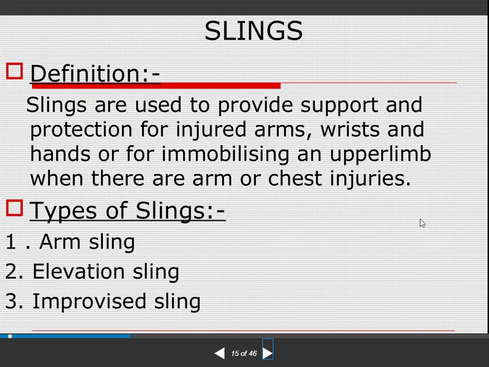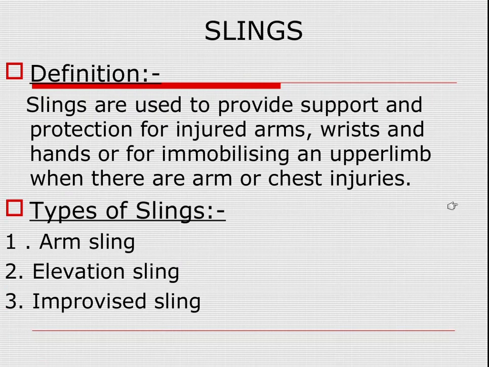Next is the sling. Up till now, is that clear to everyone or not? Just we will revise. First, we have seen the definition of the bandages. Second, the purposes of the bandages. Next, the principles of bandages. That is most important. After that, the types of the roller bandages. Next, slings. Slings are used to provide support and protection for injured arms.